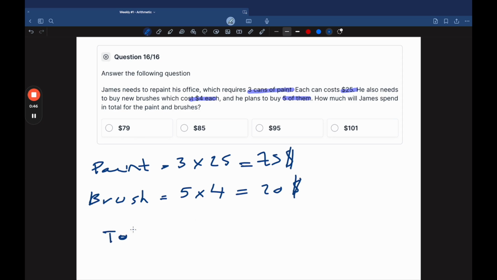Step 4. Add the costs together. Now, add the cost of the paint and the cost of the brushes together. $75 plus $20 equals $95. James will spend a total of $95 on the paint and brushes.